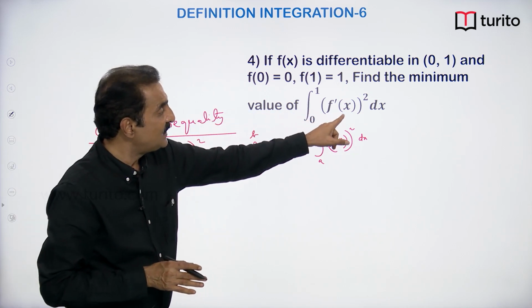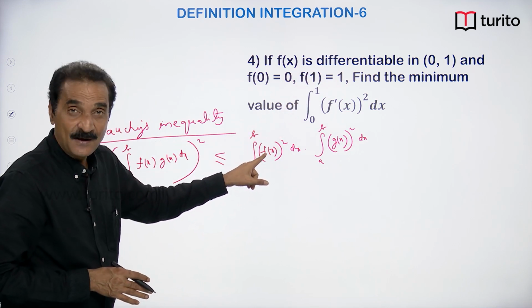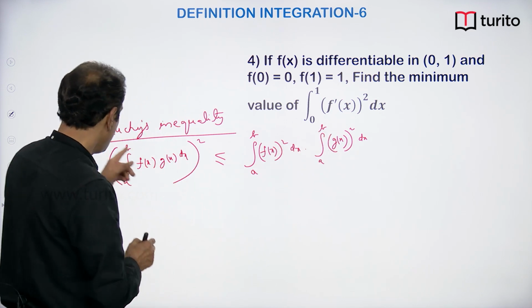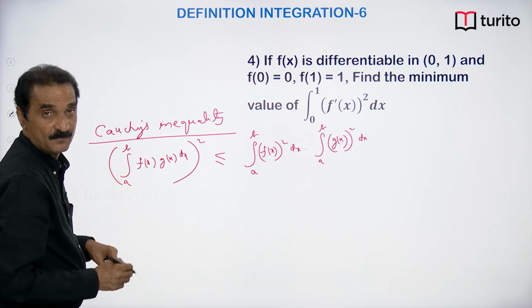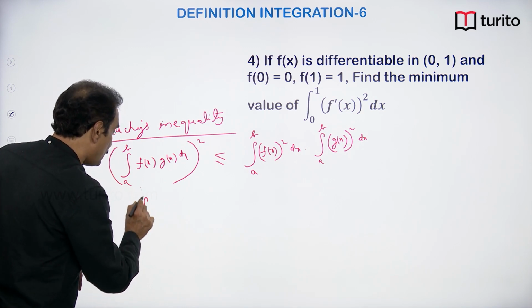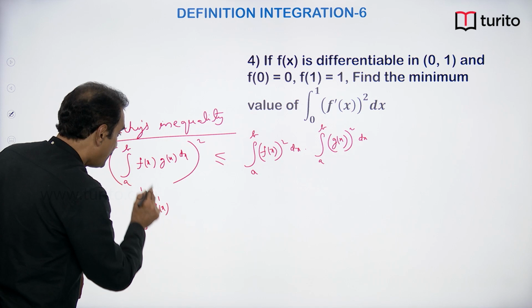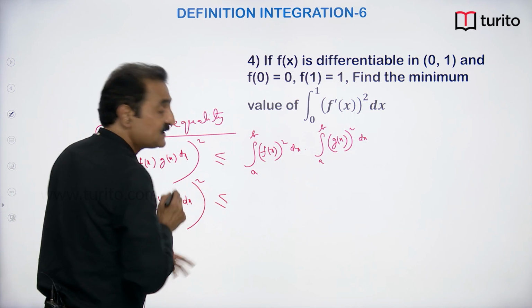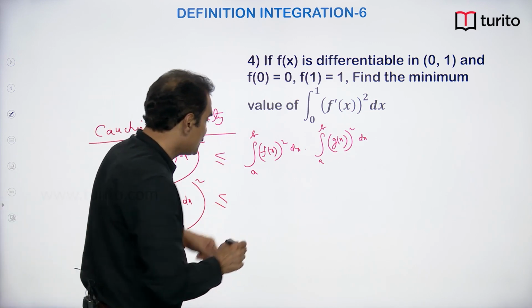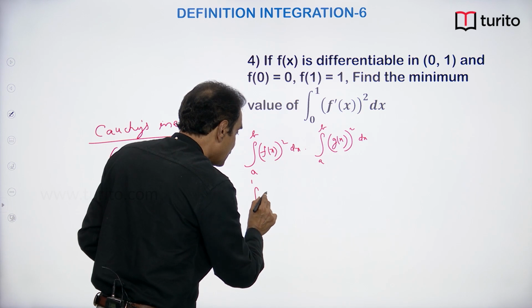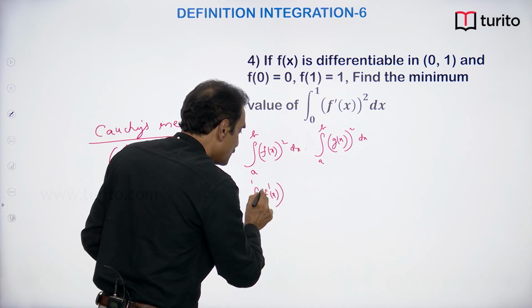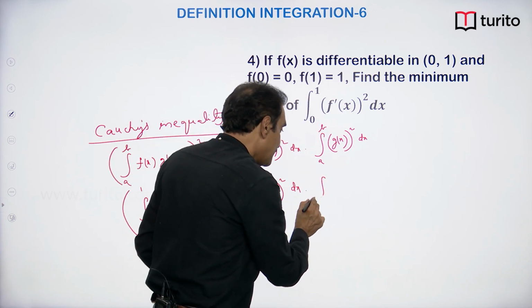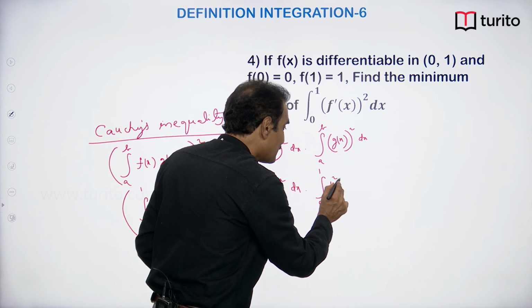Now I want integral f dash x whole square. So I will take f dash x in place of fx, and I will take g of x as 1. So it becomes, and limit says 0 to 1. Integral 0 to 1 f dash x into 1 dx whole square is less than or equal to integral 0 to 1 f dash x whole square dx, which is this, into integral 0 to 1 square dx.